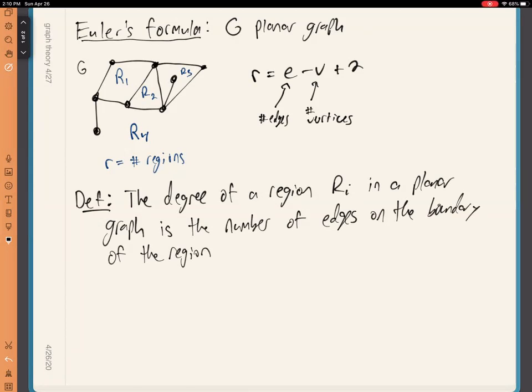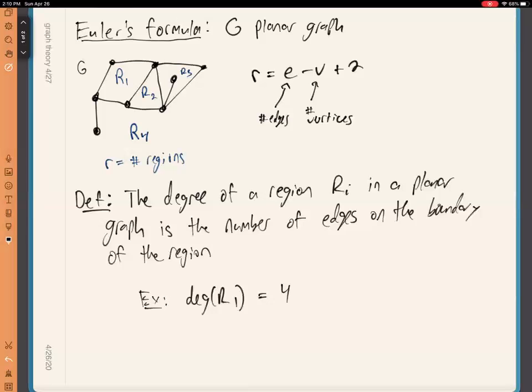For example, if I look at the picture above, let's look at the region R1. What is the degree of R1? Well, I just look at the number of edges that make up the boundary. You can see that there's 4 distinct edges that form the boundary of R1. So the degree of R1 is going to be 4.